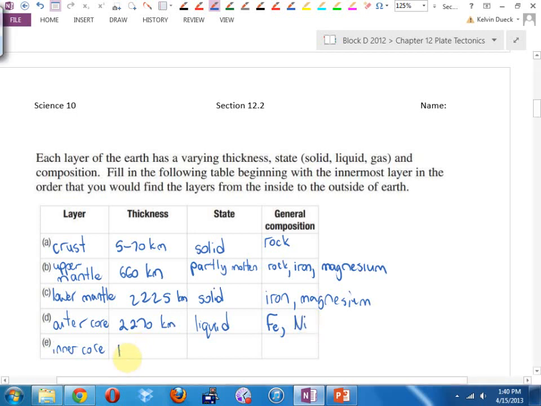Inner core, about 1,216 kilometers thick, a very exact measurement. I'm not quite sure how they're that exact. I need to do some research. It's about 5,000 to 6,000 degrees Celsius. It is hot enough that it should be liquid, but it's under so much pressure that it remains solid. So it's well past the melting point of, oh, and it's also made up of iron and nickel.